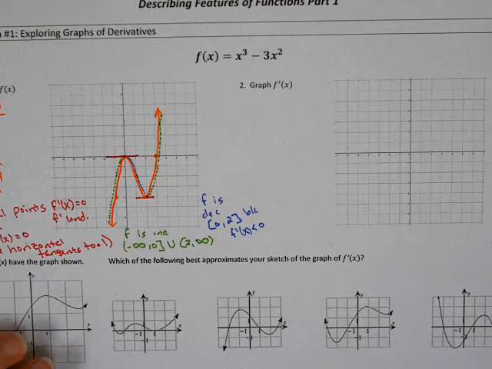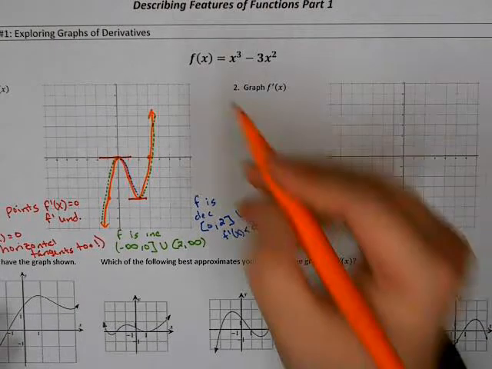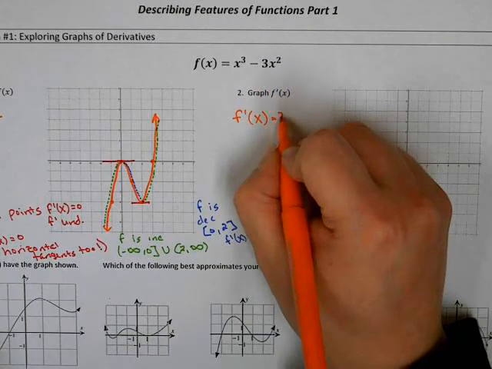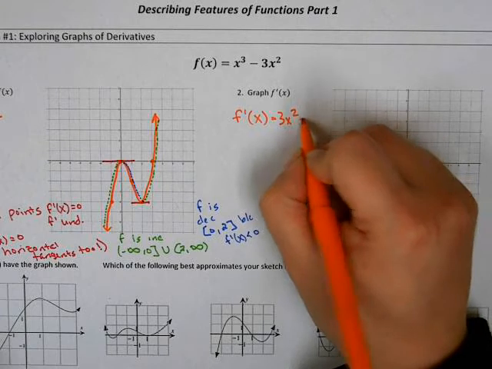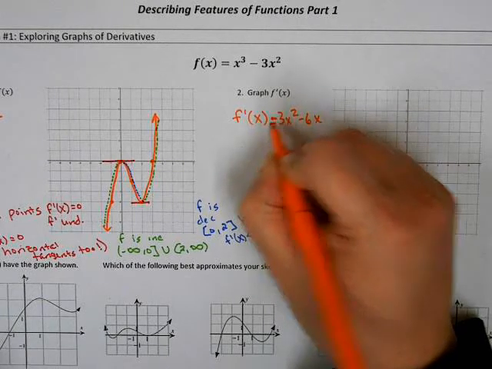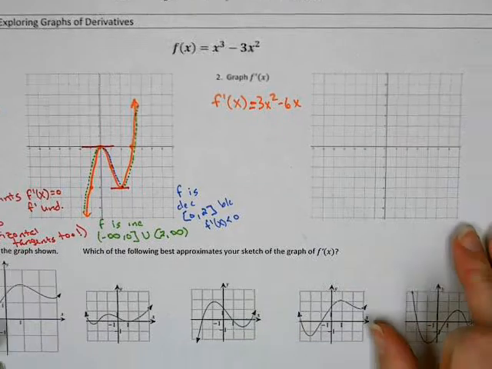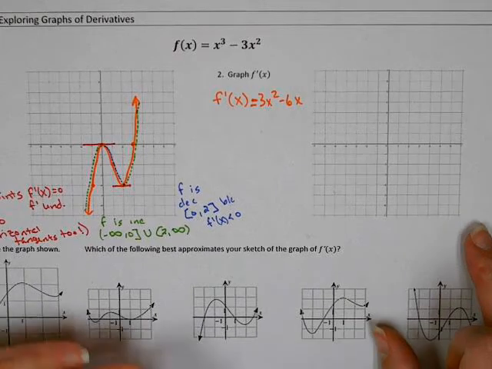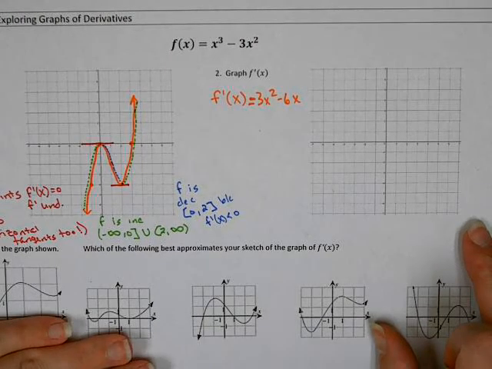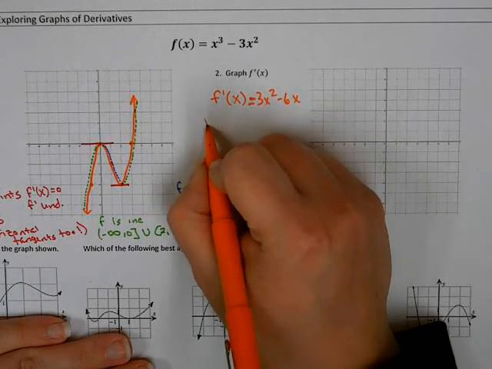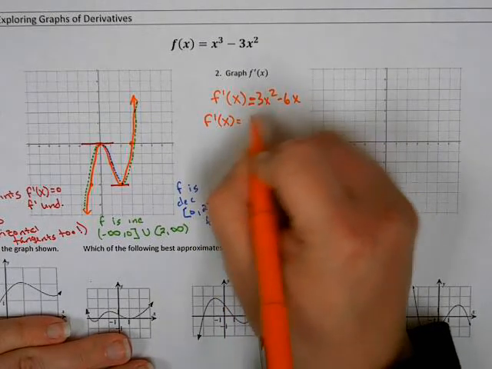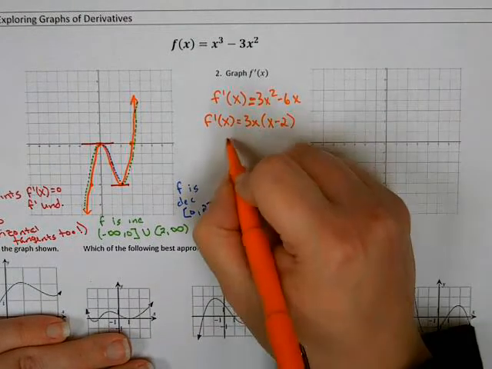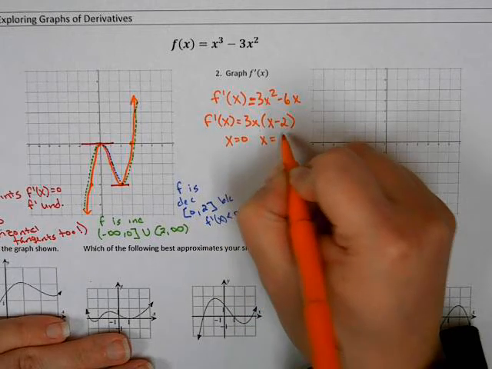Okay, let's look at f prime of x. So f prime of x, we can actually take the derivative. So x cubed, we get 3x squared, minus 3x squared, so we get minus 6x. Okay, there are a couple ways you can graph this. You can find the vertex, you can factor it and find the x-intercepts. I'm going to go ahead and find the x-intercepts actually, because that's easier, I think. So f prime of x, if I factor out a 3x, I'm left with x minus 2. So I have x-intercepts at 0 and positive 2.